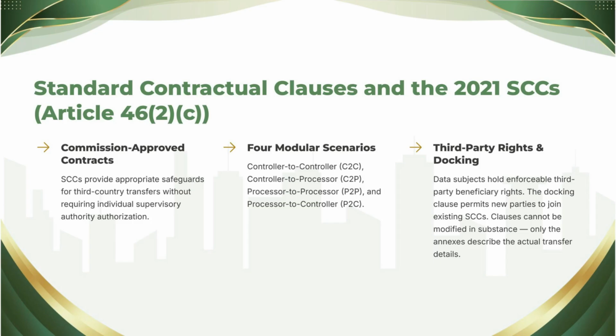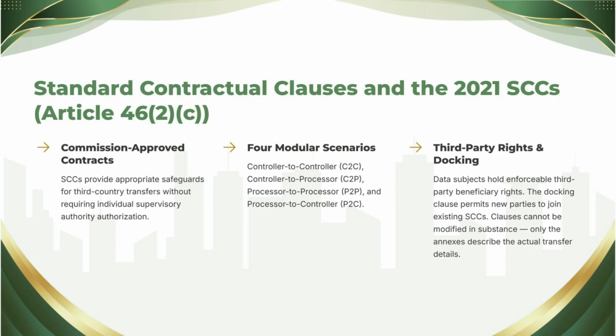Module 1 covers controller-to-controller transfers. Module 2, controller-to-processor, your company sending data to a US cloud vendor, the most common scenario by far. Module 3, processor-to-processor, that cloud vendor sending data onward to its own subprocessor. And Module 4, the often forgotten processor-to-controller, an EU processor returning data to its non-EU client. You select the module matching your relationship, and the right obligations snap into place.